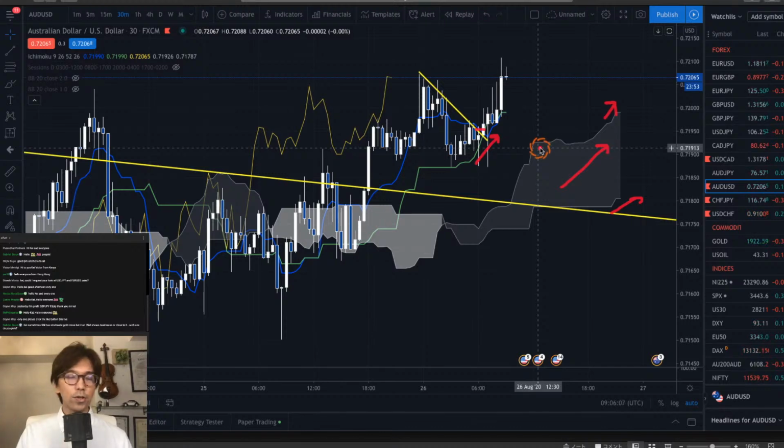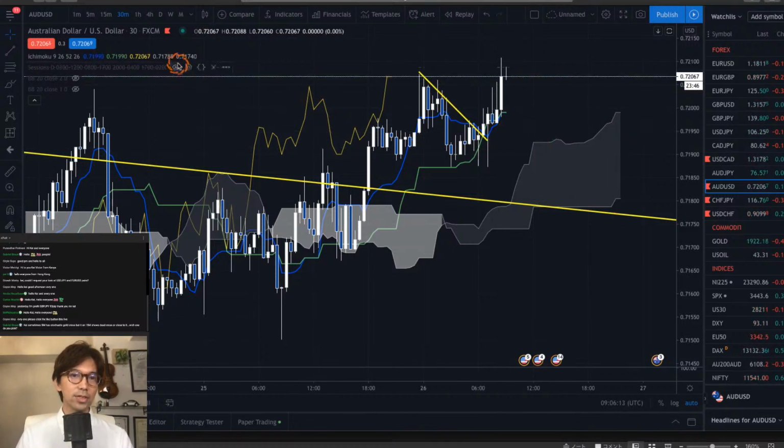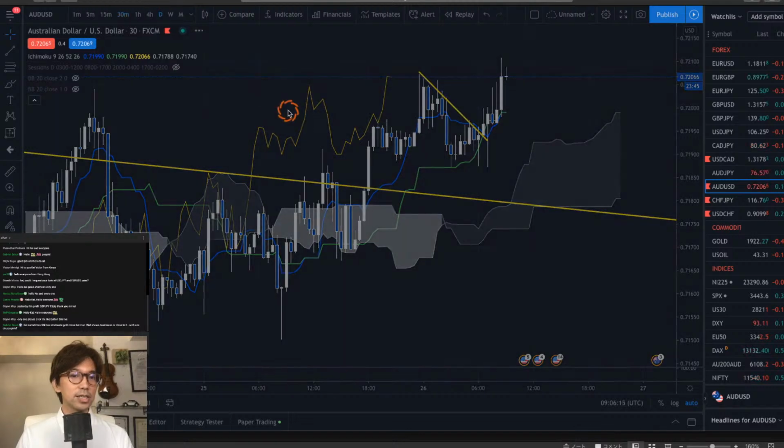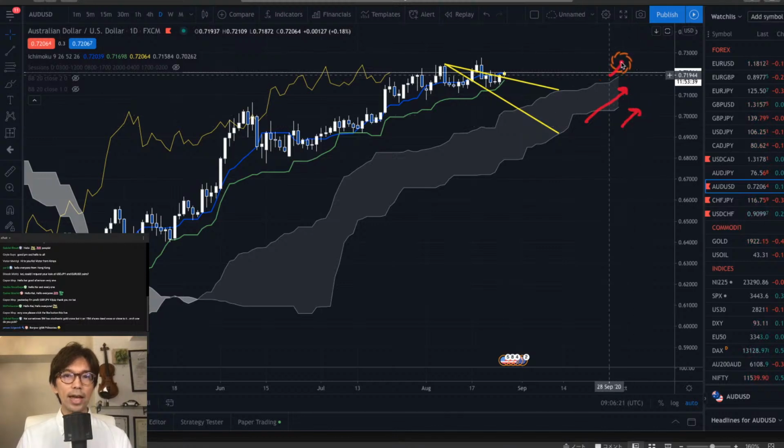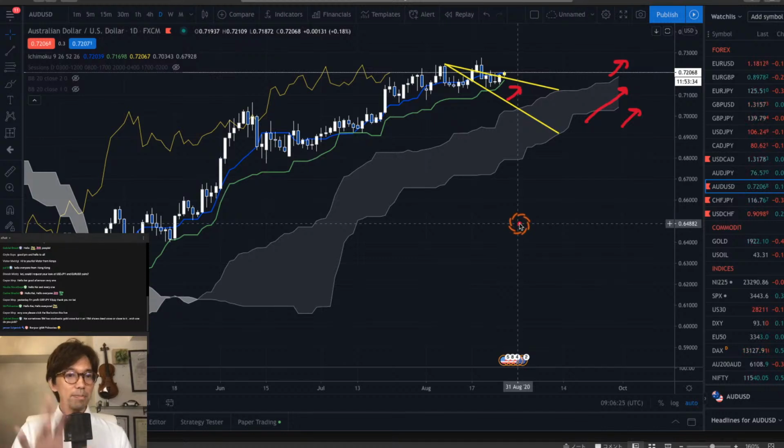When there's a range in the 4-hour chart or daily chart, then most likely I won't take any trades. Once again, the daily chart shows that this is uptrending because the Kumo is moving up, I mean Senko span B up, A up, and Kijun-sen moving up too. In this setup, I expect the price to continue to go up this way.